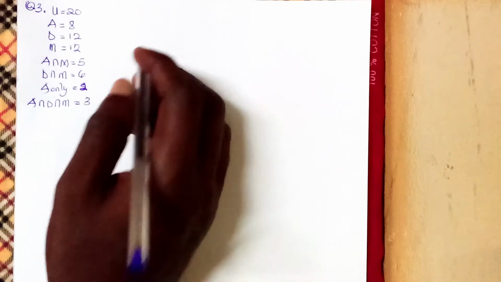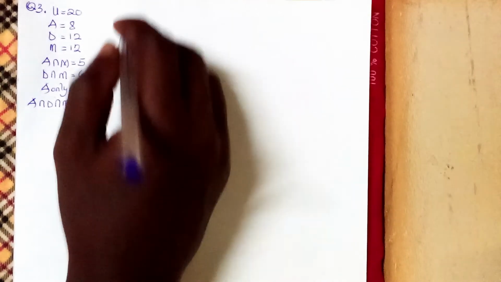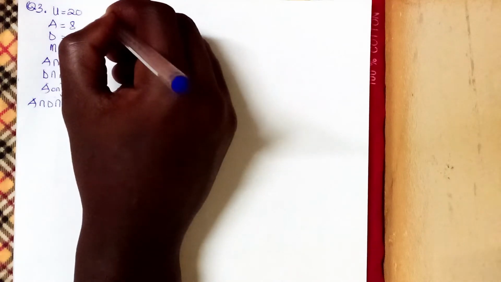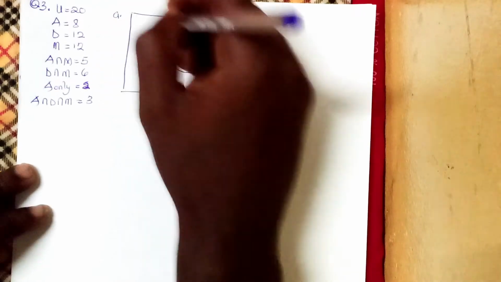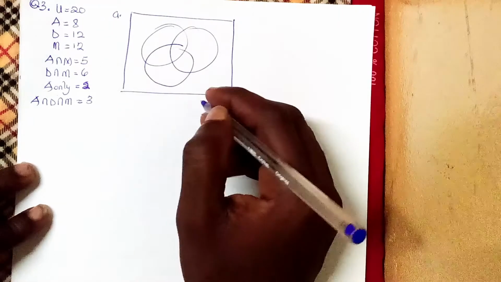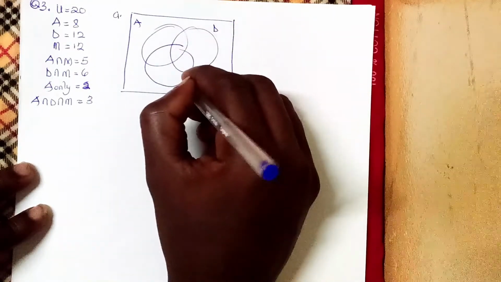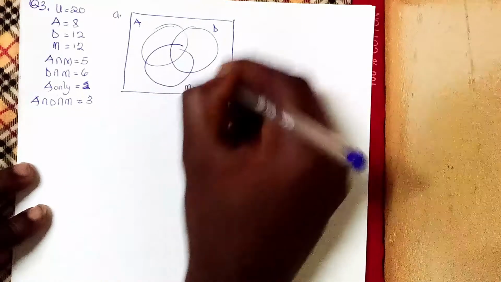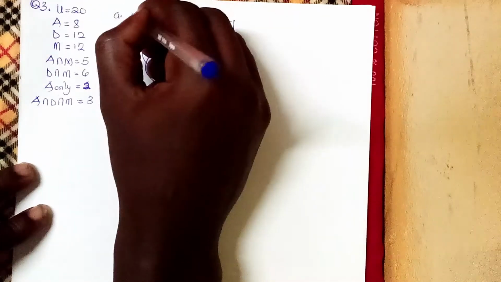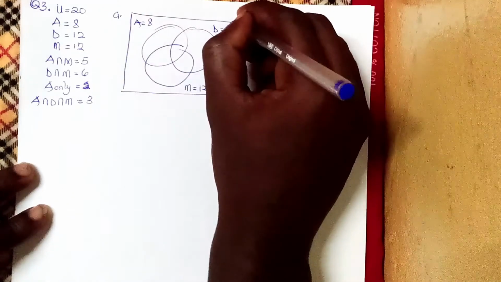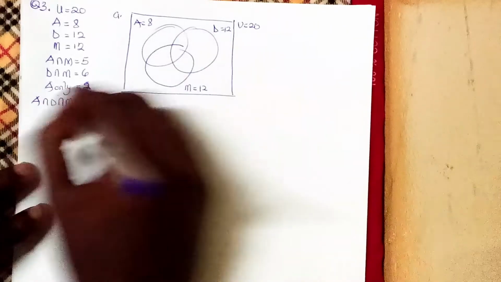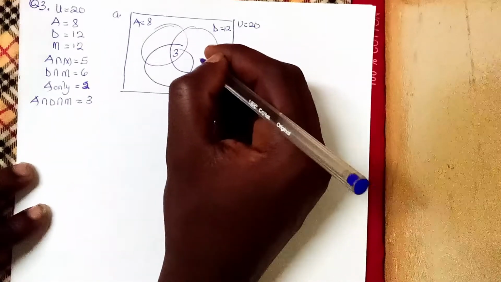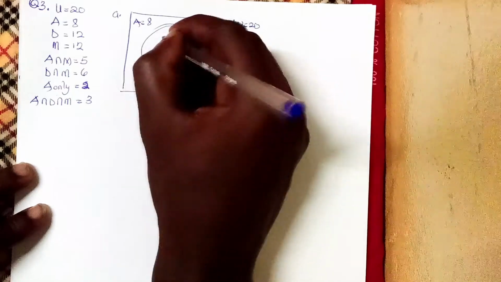The first question says we should illustrate this on a Venn diagram. Let's illustrate it on a Venn diagram. So therefore we have this. We have A, we have D, and we have M. 12, and 8. U is equal to 20. We have the intersection, that's this part, to be 3. We have attackers only to be 2.